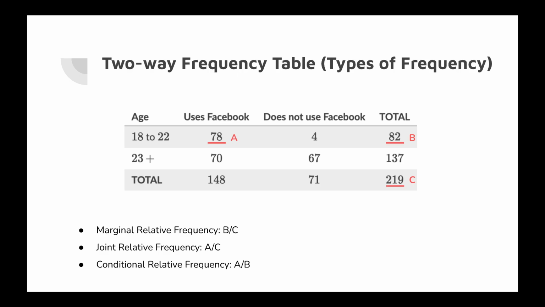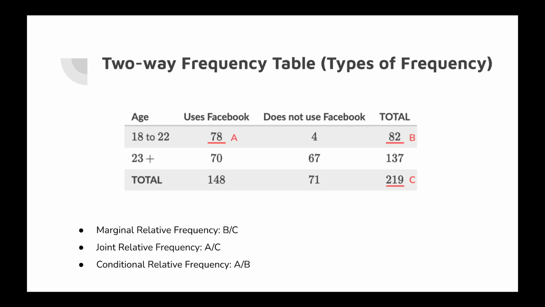Let's take a look at the first one, marginal relative frequency. This is a frequency where we divide a partial sum by the total sum. For instance, 82 divided by 219 represents the proportion of subjects whose age is between 18 and 22.